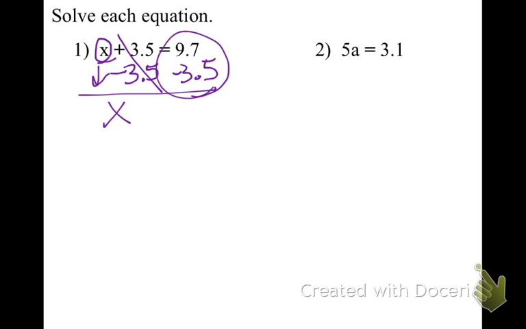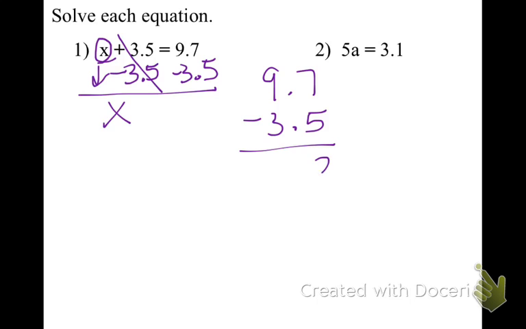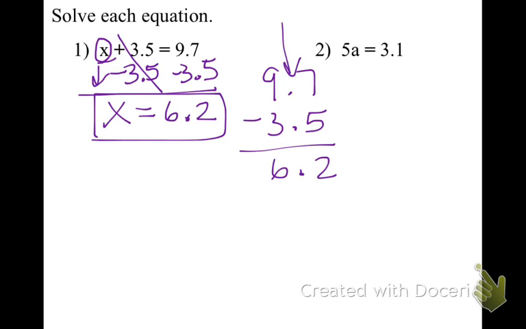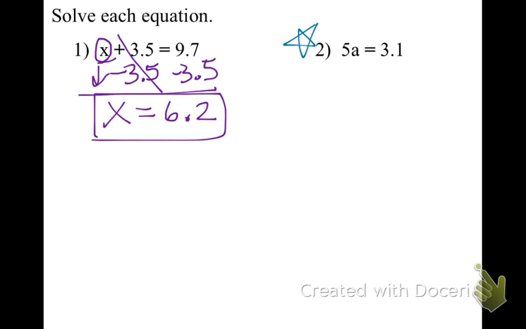Now I have to do some subtraction. So I line up my decimals. 9.7 minus 3.5. I subtract. I get 6.2. So x is going to equal 6.2. That will be my answer. So don't forget, we have to line up those decimals. I'm going to take a look at example number 2.